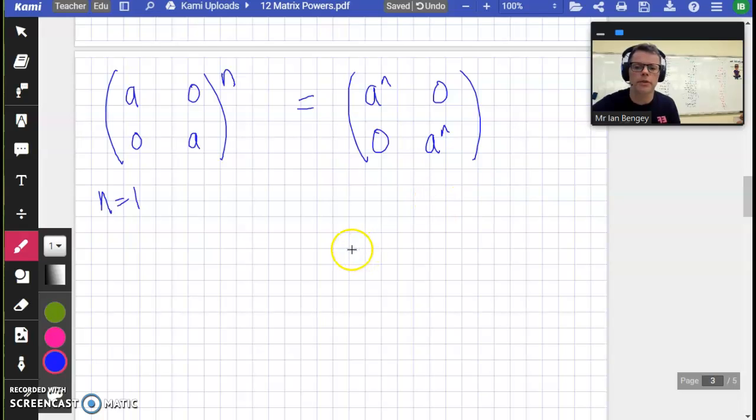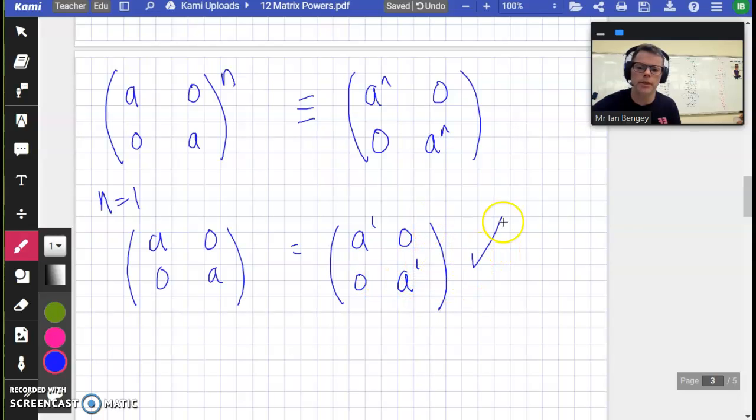That's what we're going to try and prove for all values of a and n. So it's an identity there. Let's try it. When n is 1, what have we got? We've got [a, 0; 0, a] to the power 1 is equal to [a, 0; 0, a] to the power 1. So that's true, isn't it? That's absolutely true. So we can accept that.